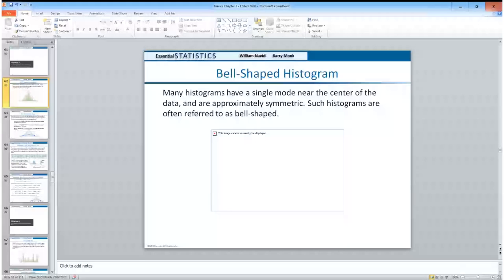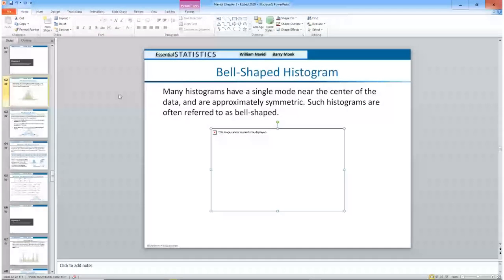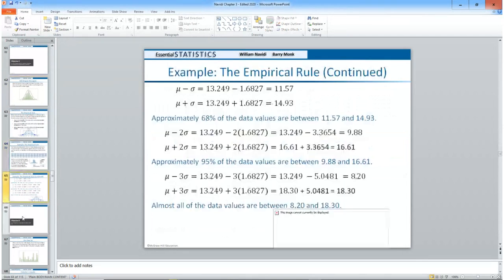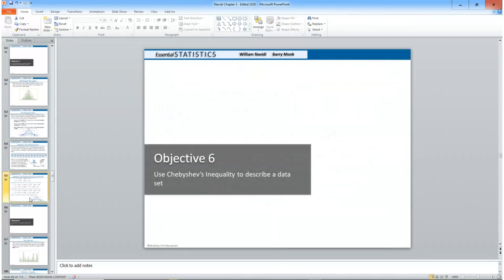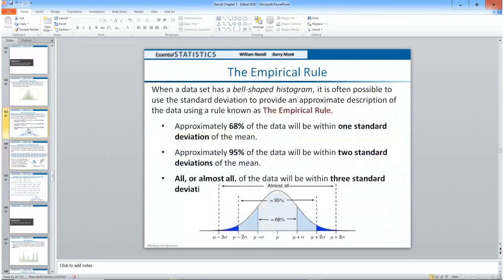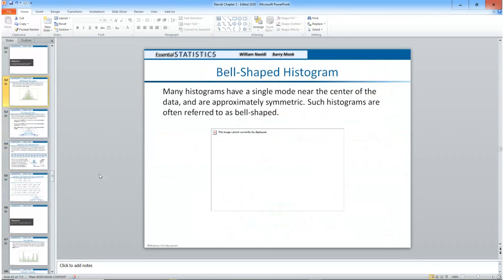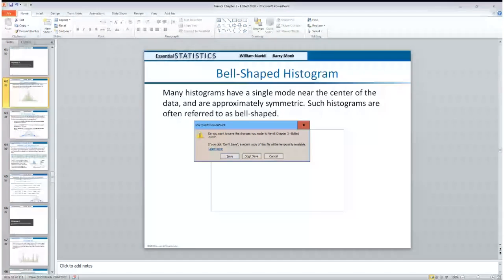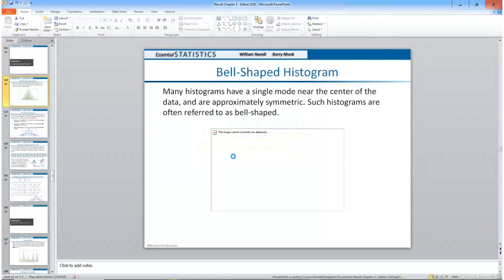What happened to the picture? Oh, yeah, it was just there. Now it's gone away. We can see it in the preview. All right. I'm going to open it back up because I like to show these pictures if I can.